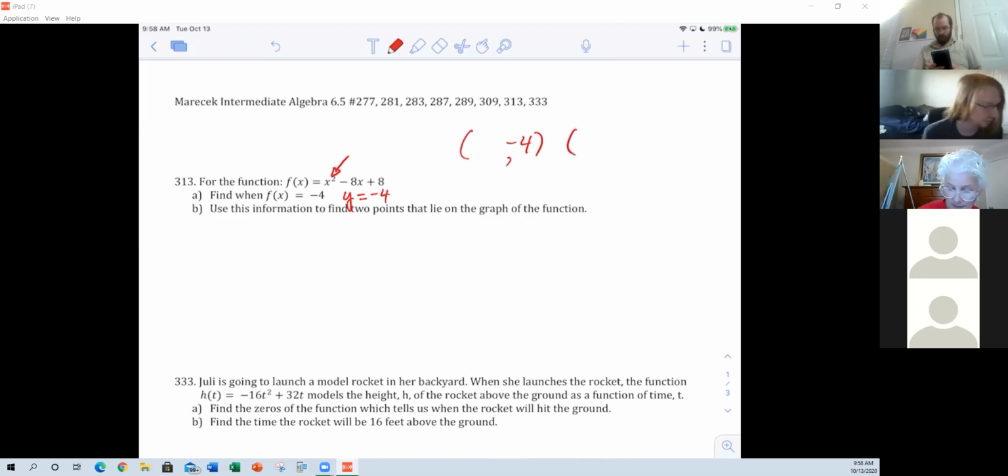It could be twice. They might be the same point, right? But it could happen twice. Okay, so I'm going to count on it perhaps happening twice. They're saying for this function, find where f(x) equals -4. That means where the y value is equal to -4, right? So what are we going to do with this x² minus 8x plus 8 to find that out?